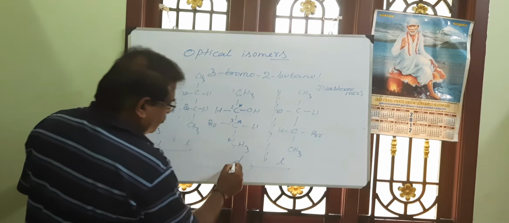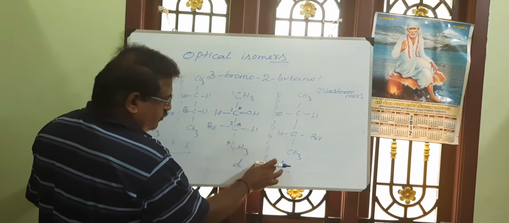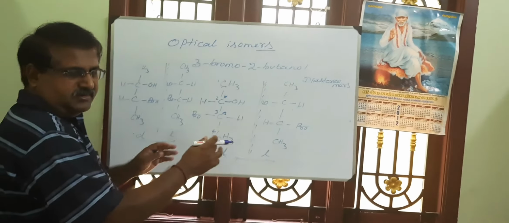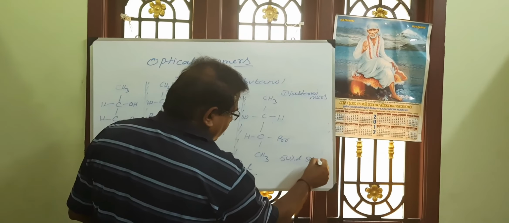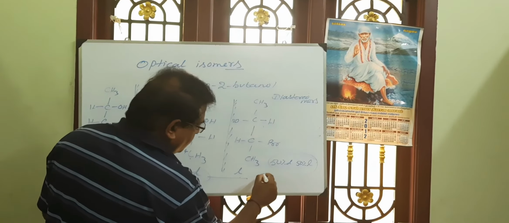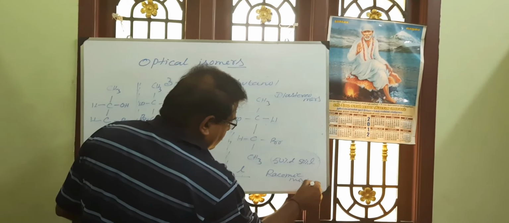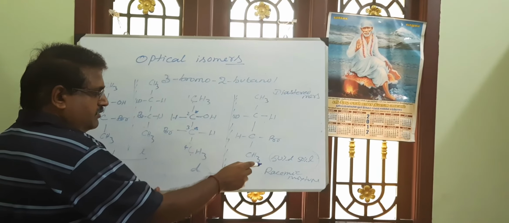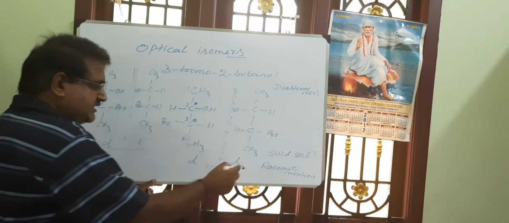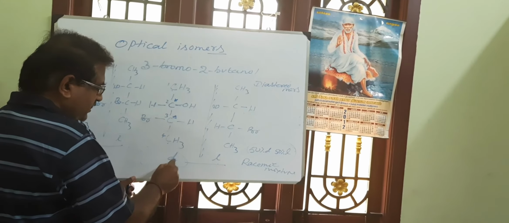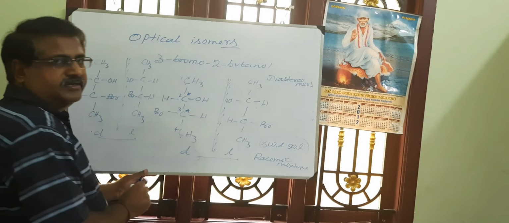Now, look at these two compounds, enantiomers. This is enantiomer, D and L. When you consider these two compounds as a mixture, with 50% of D and 50% of L, then the resultant mixture can be called a racemic mixture. So a racemic mixture is the equal amount of D and L form. The racemic mixture is optically inactive because the effect of D will be neutralized by the effect of L.